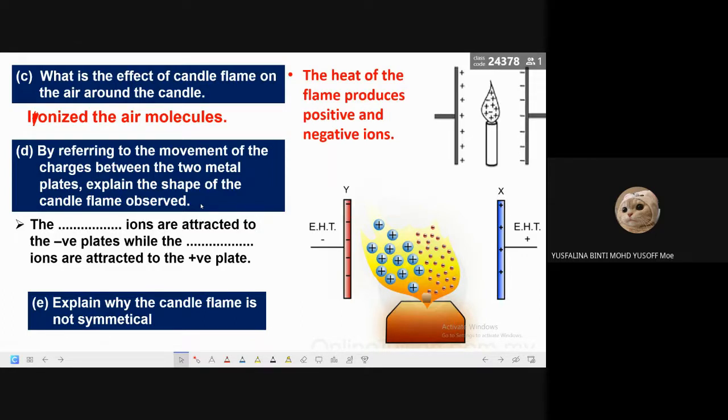The heat of the flame produces positive and negative ions. So the positive ions are attracted to the negative plate, and the negative ions are attracted to the positive plate. So explain why the candle flame is not symmetrical. Why is it not the same? Why does this one have a bigger part than the other one? Of course, the positive ions are heavier because their size is bigger than the negative charge, right? So you can see the size of the positive ion is much bigger than the negative.